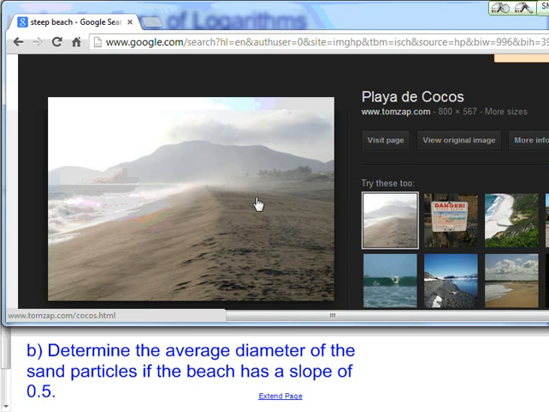Is it the kind of sand? Yeah, it is. The kind of sand makes the beach steep or not. Well, what kinds of sand are there? Fine versus coarse. Take a look at this beach. Can you tell by looking at it whether it's fine or coarse sand?